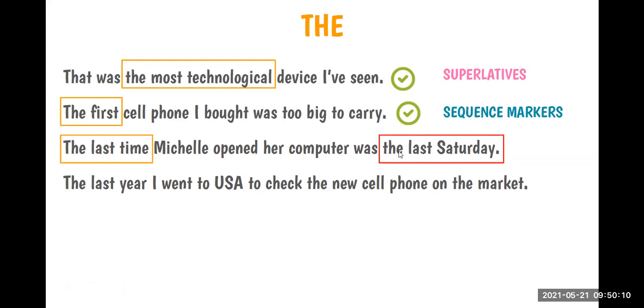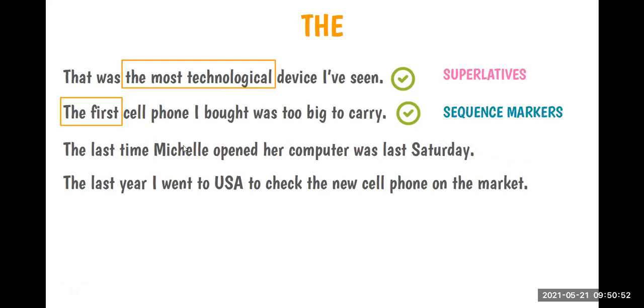Yes, teacher. Okay, no, the sentence is incorrect. Why? Because here we have a sequence marker, but here we have "the last Saturday." We don't say "the last Saturday." What do we say? Last Saturday. We don't need to say "the last Saturday." This is a very common mistake we normally make when we are speaking English. We say "the last Saturday" or "the last month" or "the last weekend." We don't say this. Last weekend, last Saturday, okay? So this is the correct sentence: The last time Michelle opened her computer was last Saturday, okay?